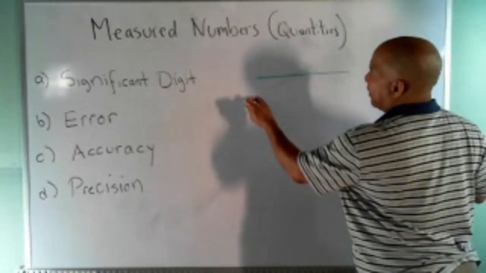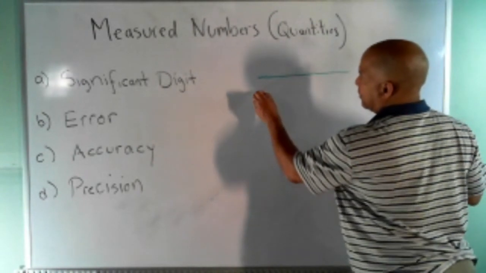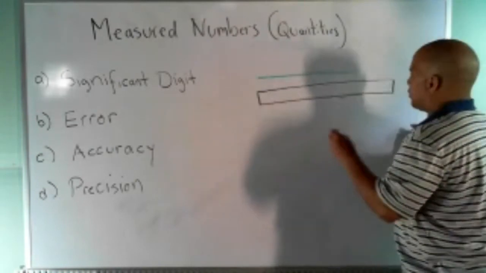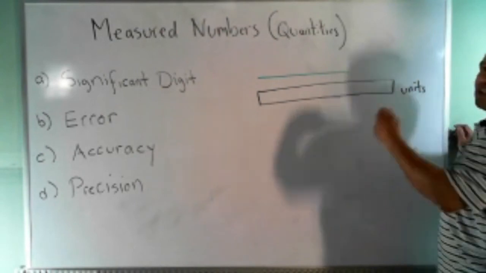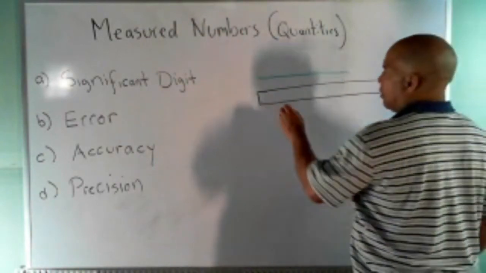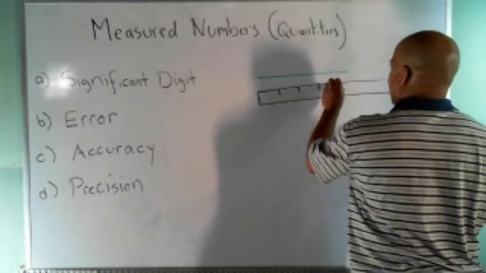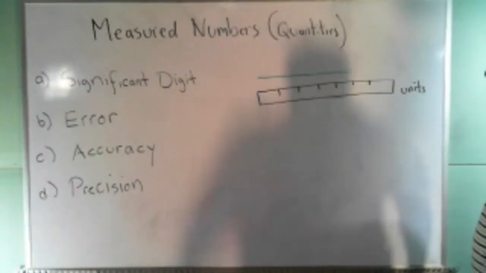So maybe I have a scale that I use, this measuring device. And I don't care what the units are. I'm just going to put units here. It could be centimeters, inches, whatever you want. And what I'm going to do is put in what I call tick marks, like this. So I'm going to divide those up. And now I'm going to measure this.